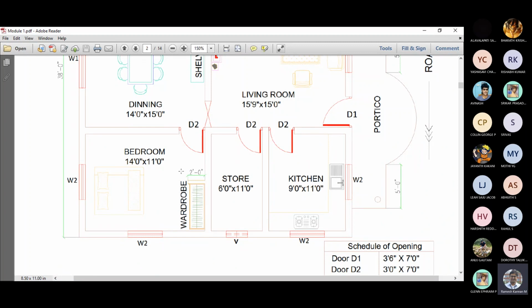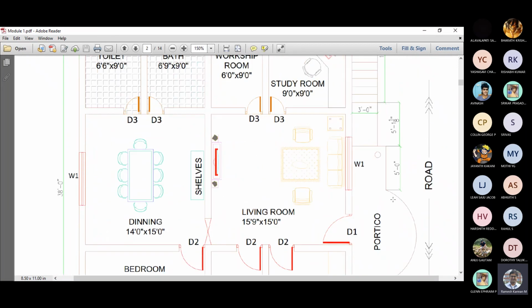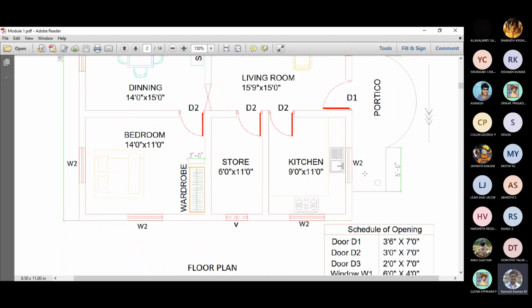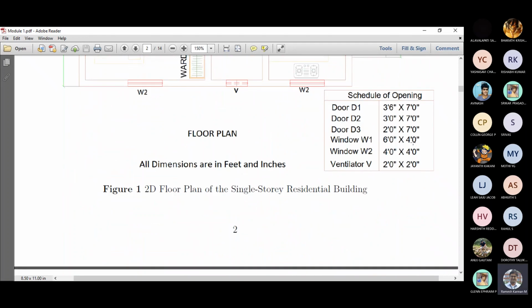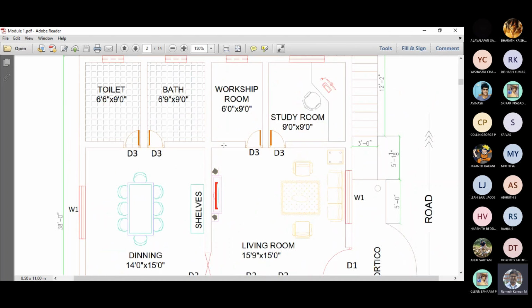And then we have different dimensions for each. Say, for example, the W2 window is 4 feet by 4 feet, whereas the W1 window, which is the main window, is 6 feet by 4. And we have different types of doors, the doors for the main rooms and doors for the smaller rooms or the auxiliary rooms. And then bath and toilet, we have different doors.